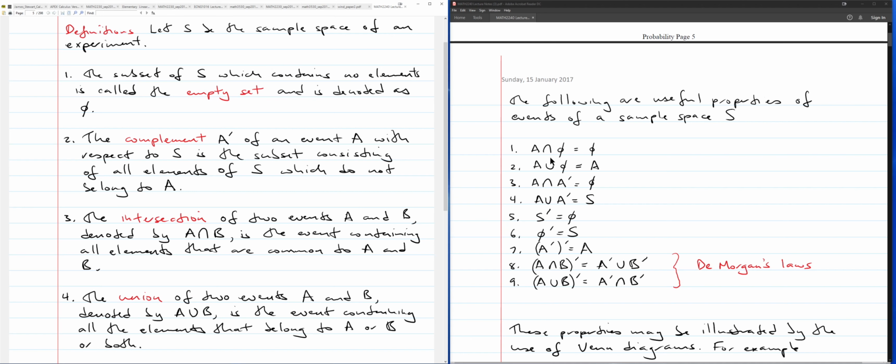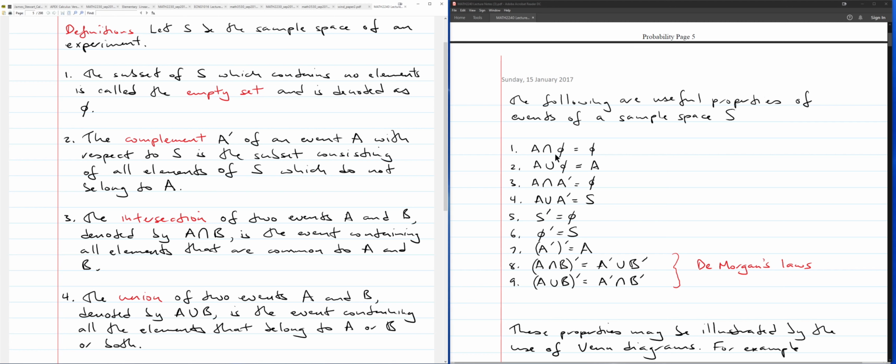Alright, some of these you can justify by using the definition of, say, intersection or union, and the definition of, in this case, the empty set. So really, in order to show these things you need to go back to your definitions. So for example, this one here: if we consider A intersect the empty set, okay, A intersect this empty set is going to be some subset of your sample space S, right?